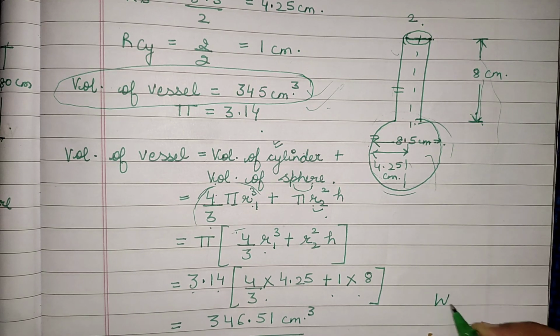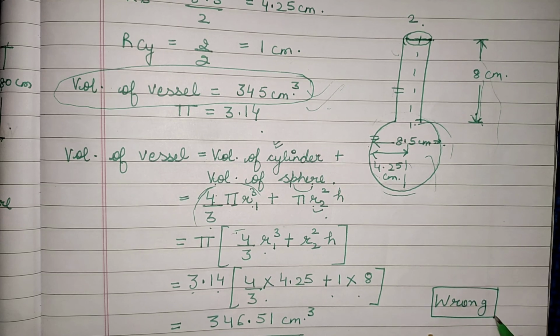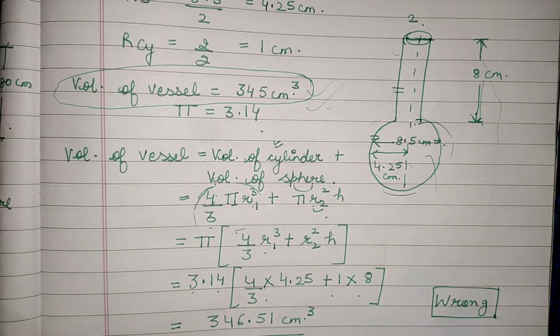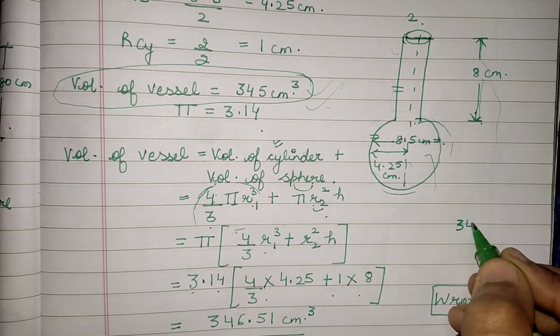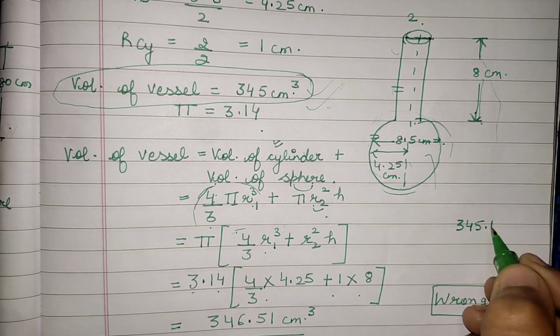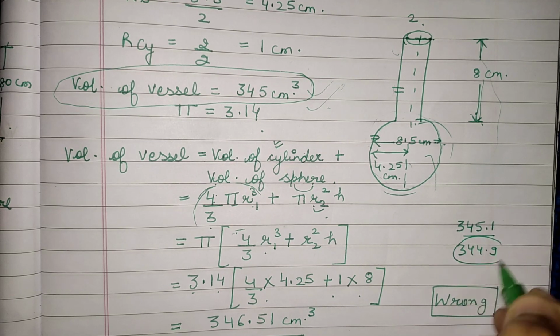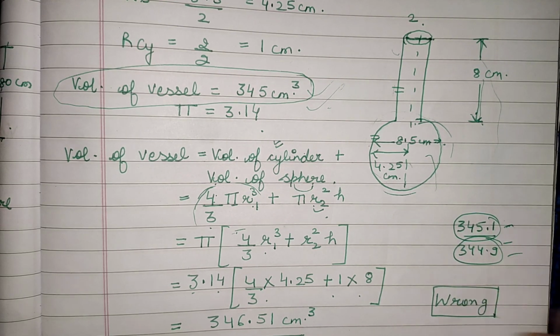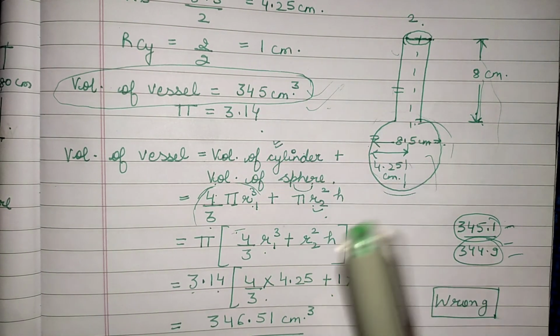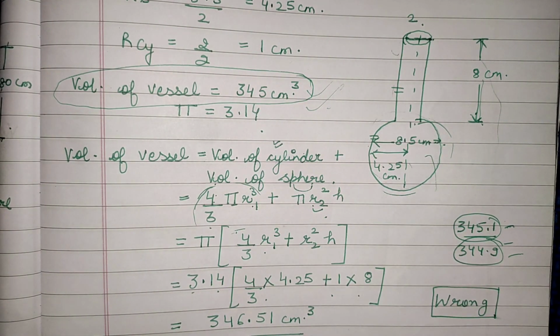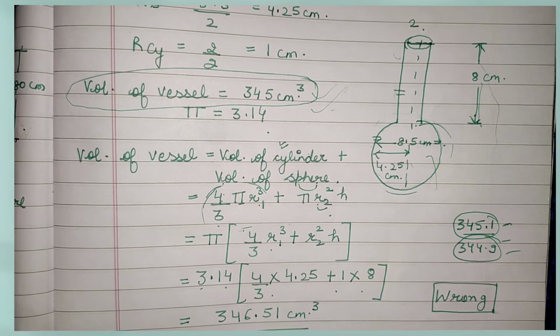So that means her observation was wrong. If the answer was somewhat similar, then we can say that yes, her observation is correct. Suppose we are getting the answer as 345.1 or 344.9, so we can say that her observation is approximately equal. But this time the calculations are a bit different, so we will say that her observation is wrong.